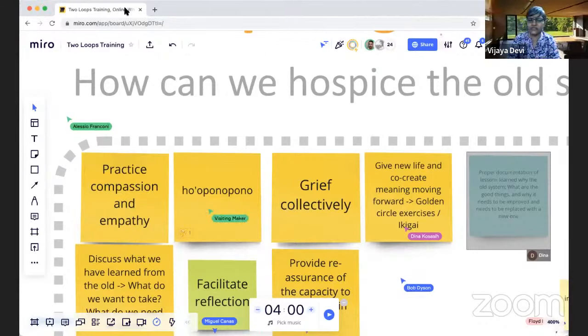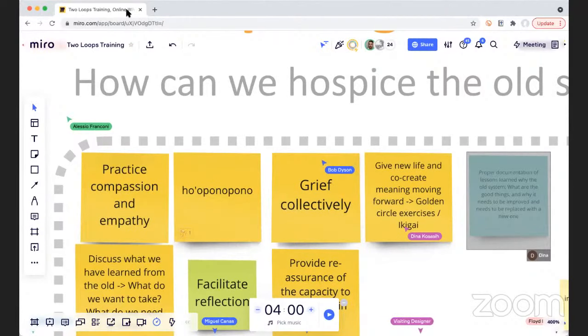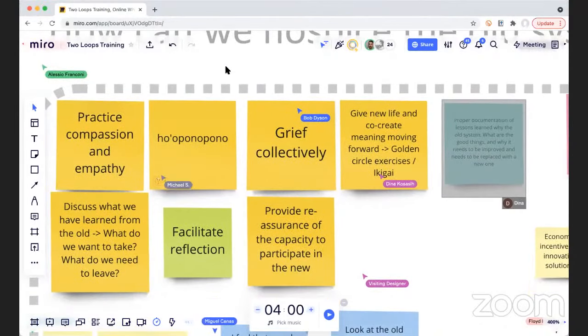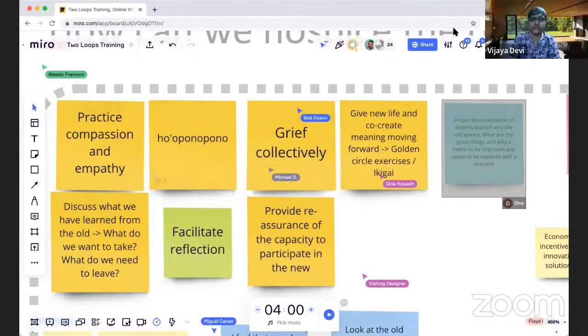So grief collectively, you wrote the same? Yes. So these three are kind of within the same realm, and from there, then being able to create a new meaning moving forward. So it's kind of like we first need to grieve, and then we need to understand the new purpose. Yeah, I think that's really wonderful to know.